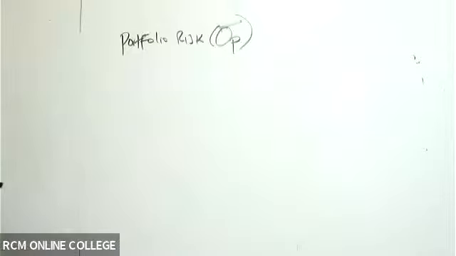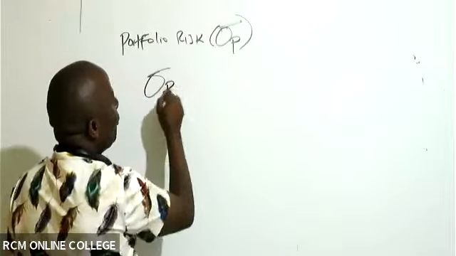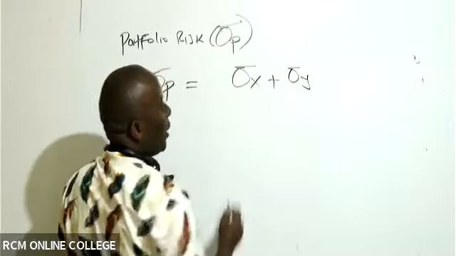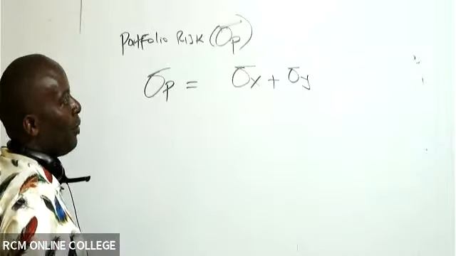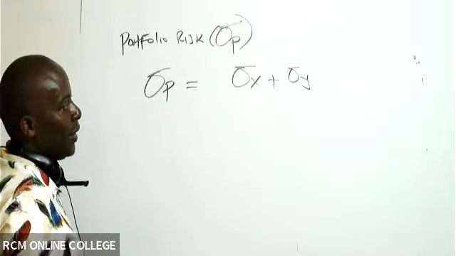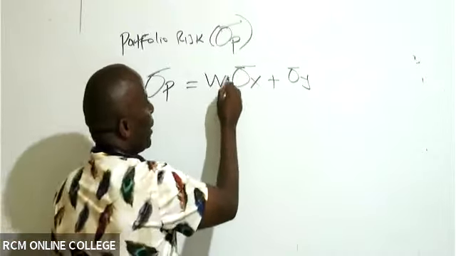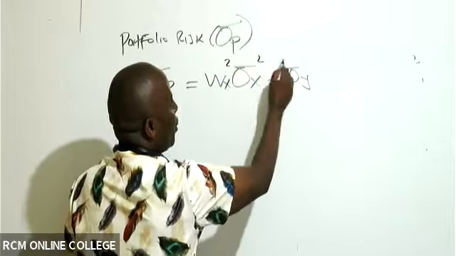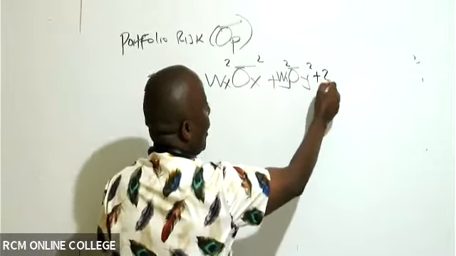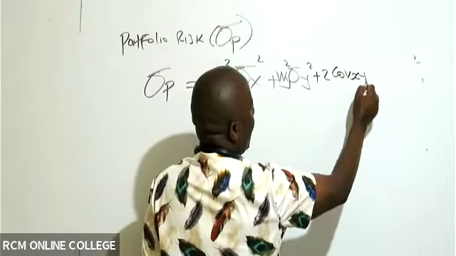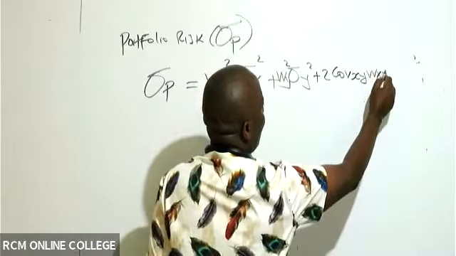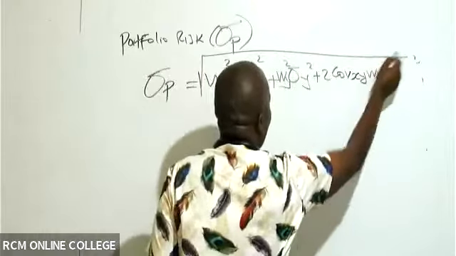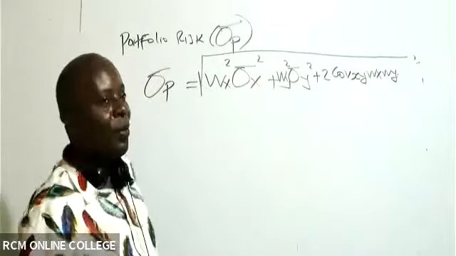And this standard deviation of the portfolio, how do I get it? I know that for a portfolio, I'm combining two standard deviations here. But now remember, it has to be weighted. So we have weight X, weight Y, and each of these must be squared, plus twice the covariance between X and Y, times weight X, weight Y, like that.